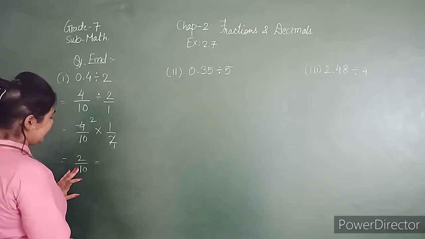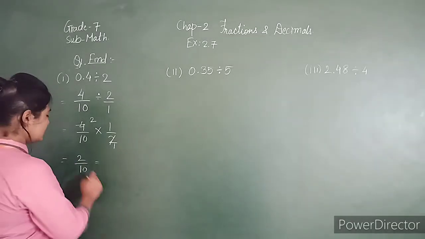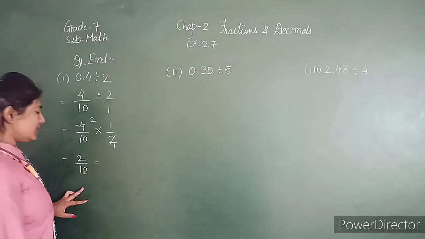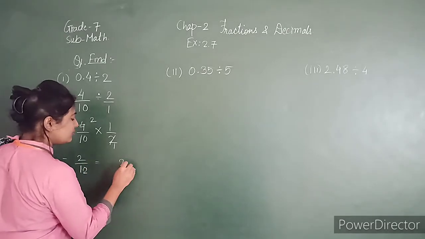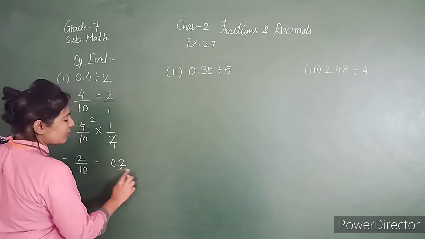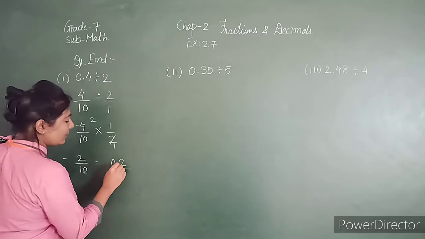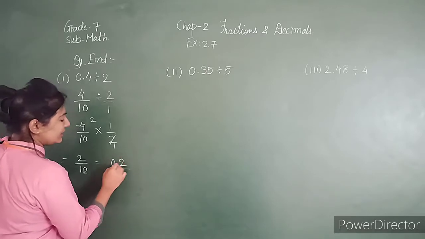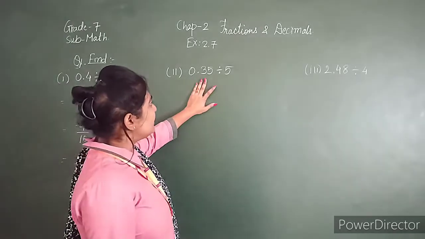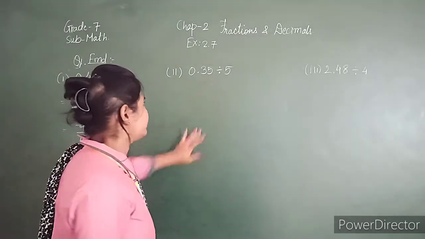Now we have to put the point. Here 10 is there, 1 and 0, so we have to put the point before one number. We count from the back side and put the point over here. It is 0.2. Now next, 0.35 divided by 5.